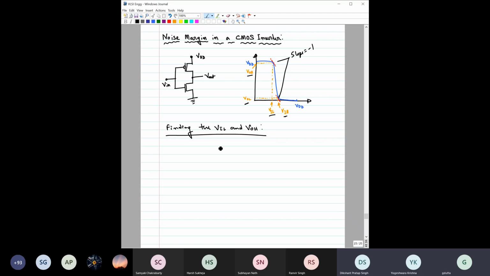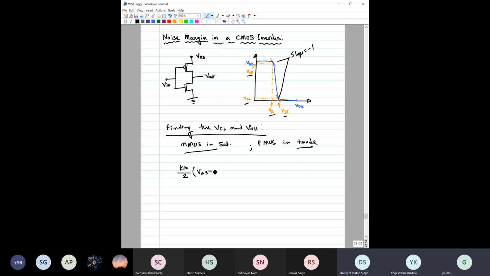Okay, so please tell me, how should we approach this? For VIL, the NMOS is in saturation and the PMOS is in linear, that is, triode. So we'll equate them. You know the equations, so equate the equations. I will not do it completely.